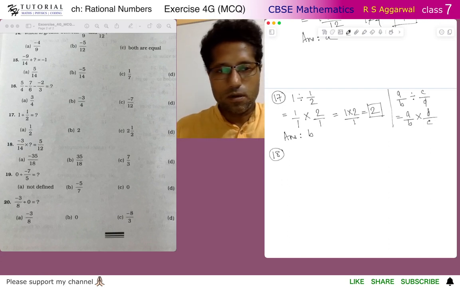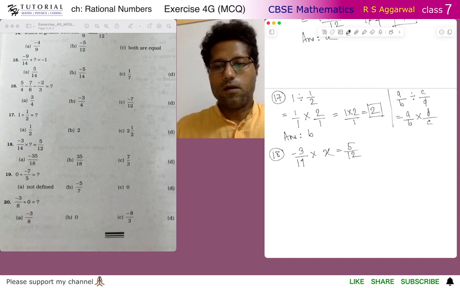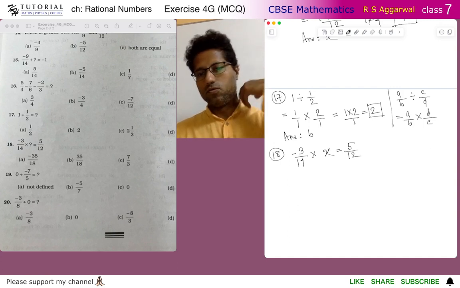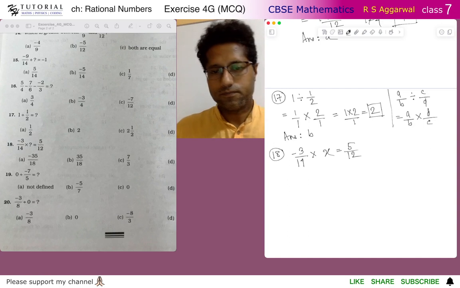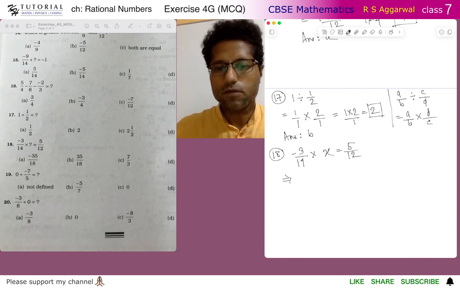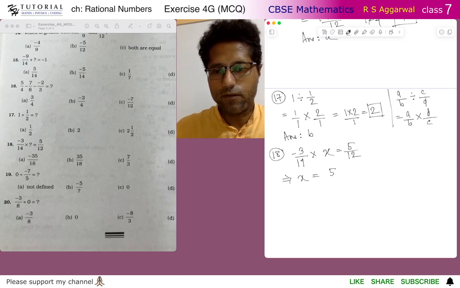Let's see question number 18. This is a fill in the blanks type of question. We have to find what should be multiplied with minus 3 by 14. Let's say that number be x, to give 5 by 12. Now what should be multiplied to minus 3 by 14 to give 5 by 12? If that number is x, we know that x is 5 by 12, the product, divided by the other number.